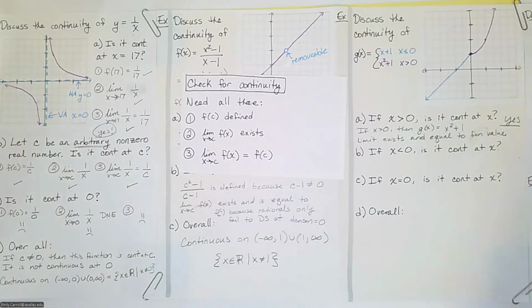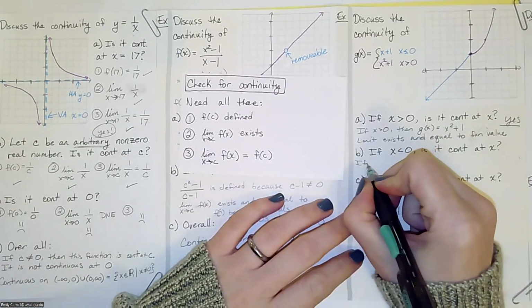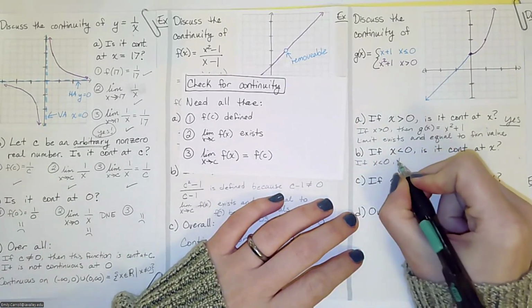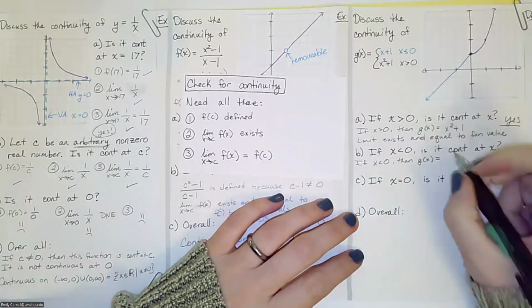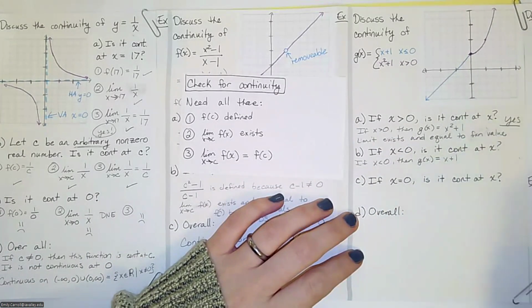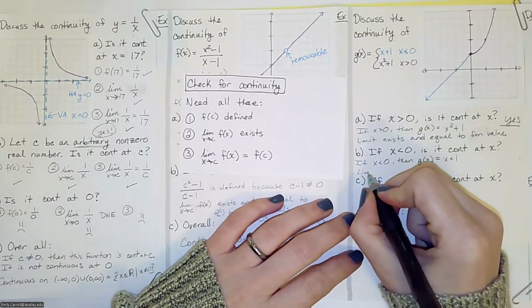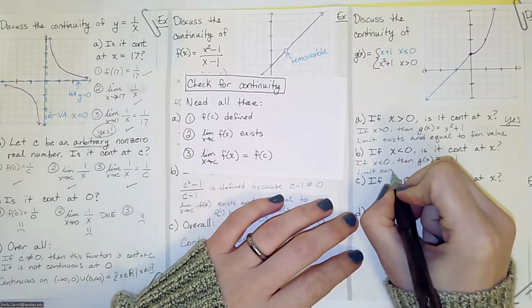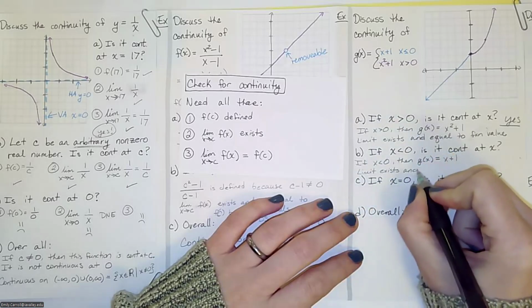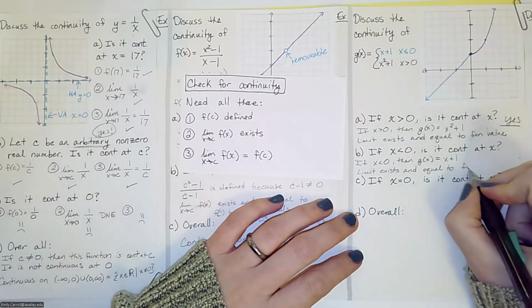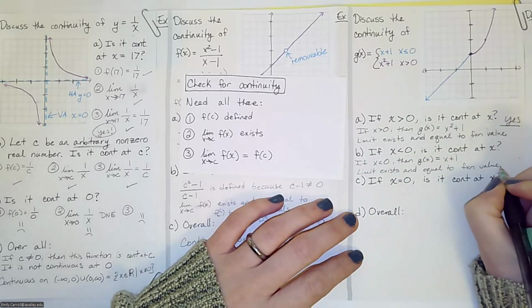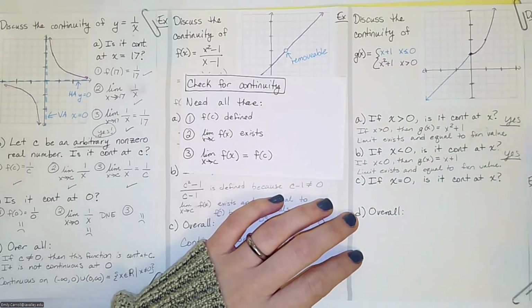What about if x is less than 0? So if it's negative. If x is negative, then g of x is going to be equal to x plus 1. Okay, by the same logic, that's a polynomial, so the limit exists and is equal to its function value. So yes.